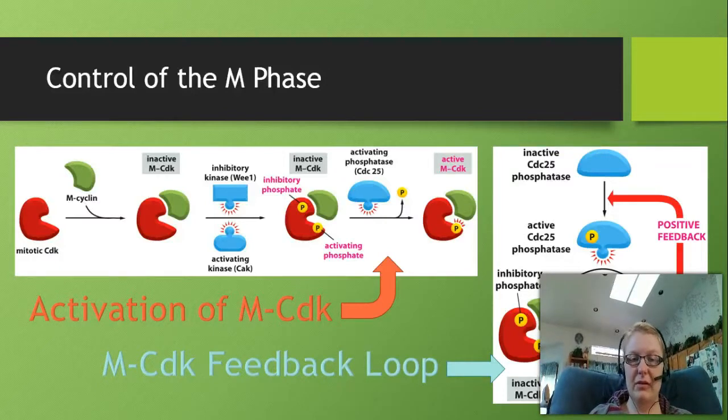We can see that on the next picture, where the active M-CDK creates a positive feedback loop to create more M-CDK. So once we've fired this M-CDK, once we've said go, we're going to divide, this is really an all or nothing process. We're going to charge right on through this. There's not really a whole lot of checkpoints after this. So it's really important that we understand that M-CDK is going to create more and more and more active M-CDK to drive us into M phase.